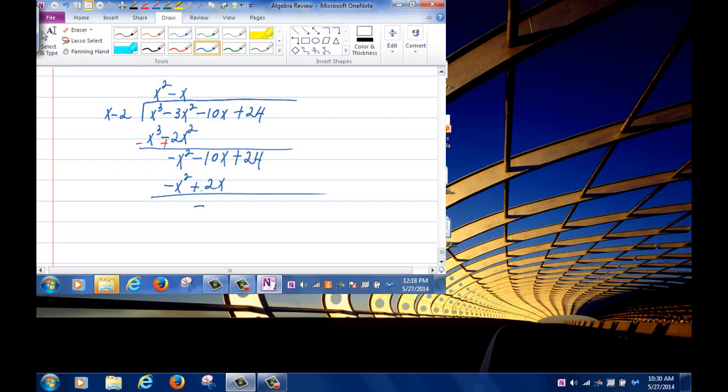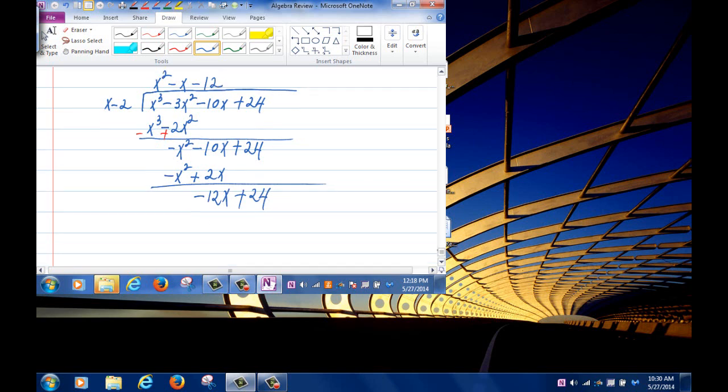Because you're going to make it negative 2x, right? So if you add them, what do you get? Negative 12x plus 24. And to match negative 12x, multiply by negative 12. So I get negative 12x plus what? 24. The remainder is what? 0. Right? If I subtract now, I get 0. Or if I change the signs and then add them, I get 0.